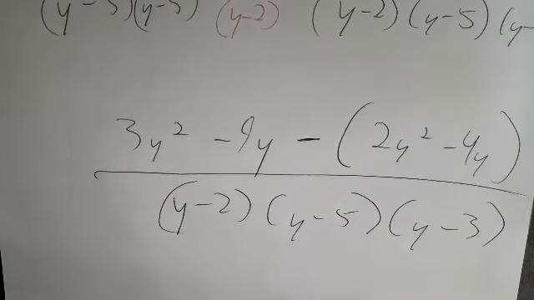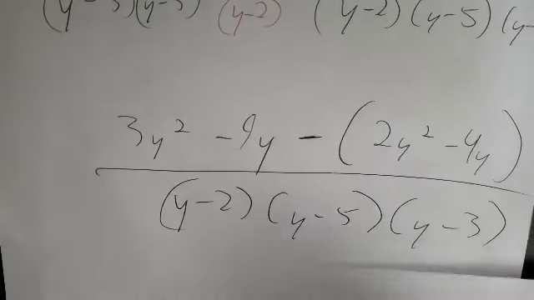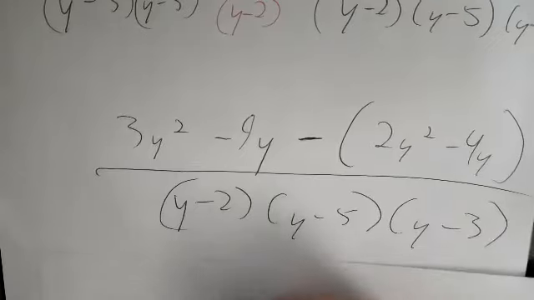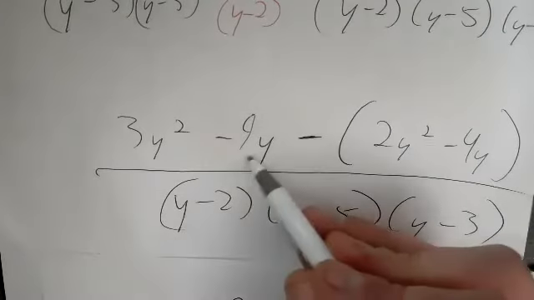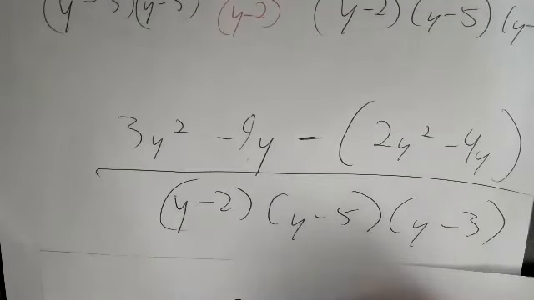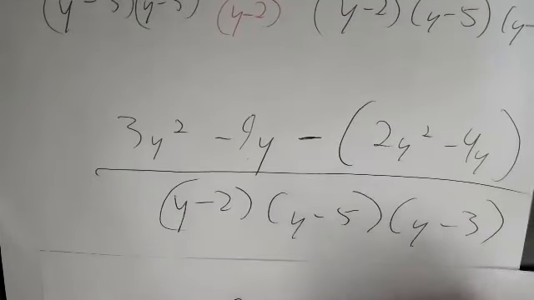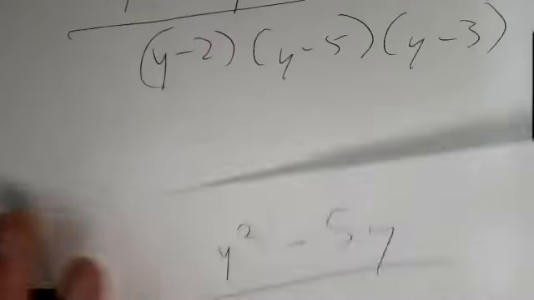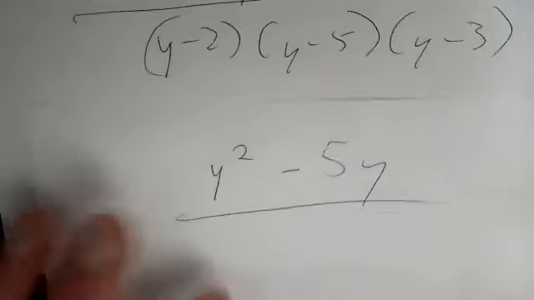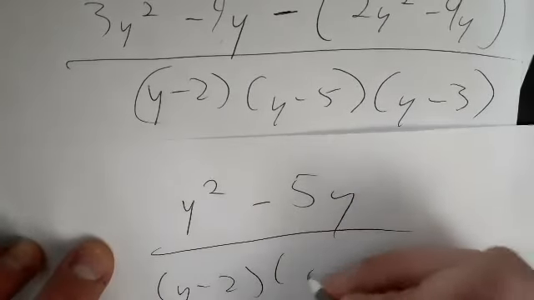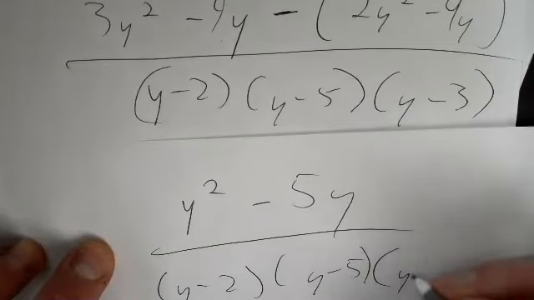All right, so we get this thing combined in like terms. 3y squared, and I'm going to subtract 2y squared is going to give me a single y squared. I get a minus 9y. Now this is going to become plus 4. Minus 9 plus 4 is going to give me minus 5y. So that top is giving me y squared minus 5y. The bottom is giving me a y minus 2, y minus 5, and a y minus 2.